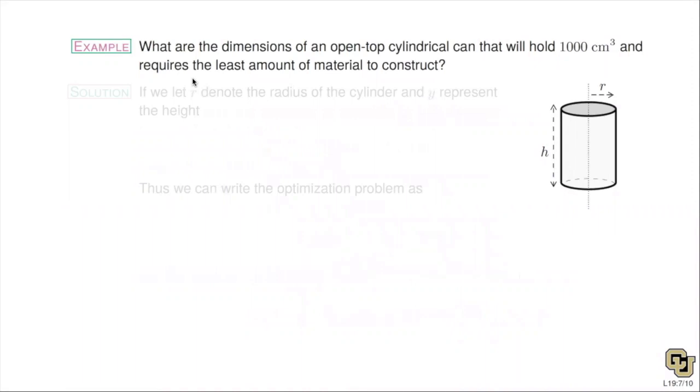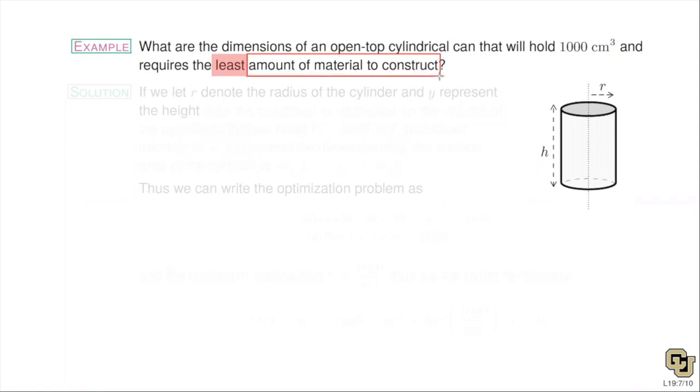So what are the dimensions of an open top cylindrical can that will hold 1,000 centimeters cubed and requires the least amount of material to construct? So we should read the question a couple of times and think about the units and then go through this very slowly. The first thing I'm going to say to you is this word least tells me this is an optimization problem. We're trying to minimize something.